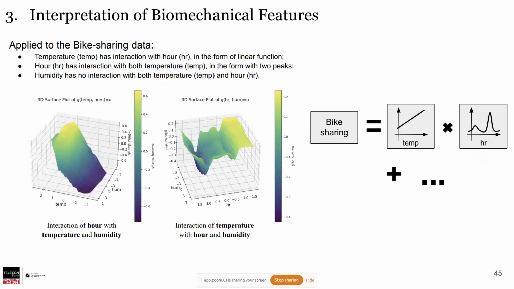And then we apply this to a real-world model, which is bike sharing. Something interesting is that we find there is interaction between temperature and the hour. The interaction term for temperature is kind of a linear function, and for the hour parameter, we can see two peaks, which we infer correspond to the times people go to work and go off work.